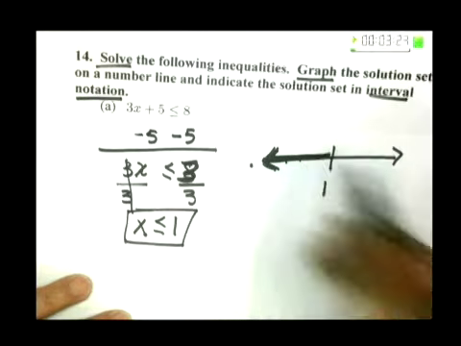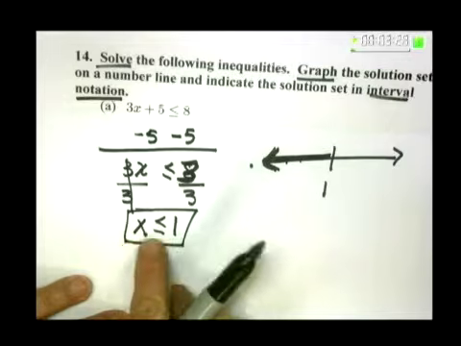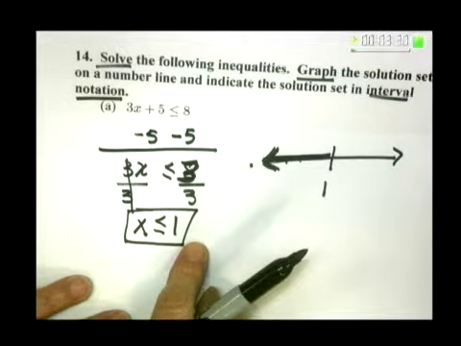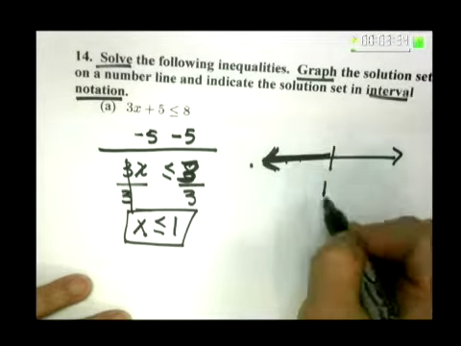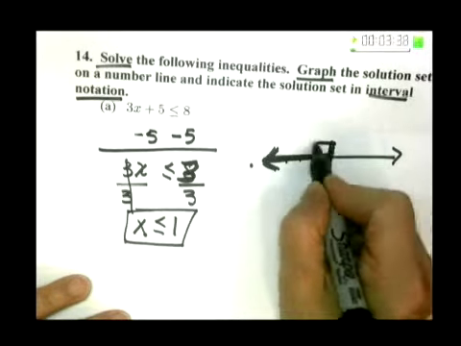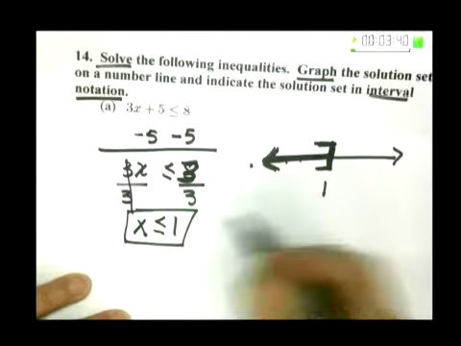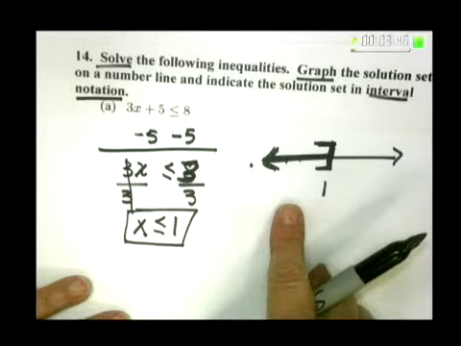And now I have to decide what to do about 1. Is 1 less than or equal to 1? Yes, because 1 equals 1. So to show that I want that number included, I'm going to put in a bracket. Whenever there's an equal to sign, you put in a bracket. So now I've got the second part of what they asked us to do, which is the graph.